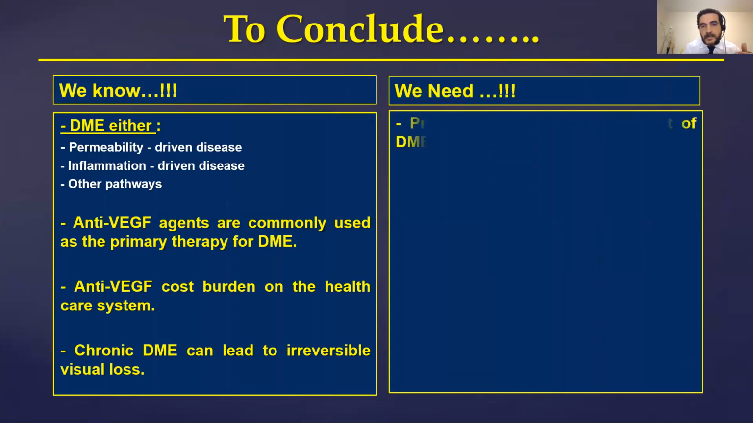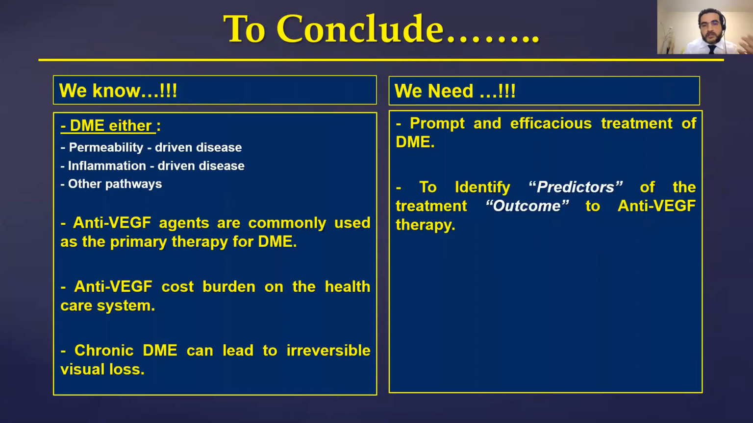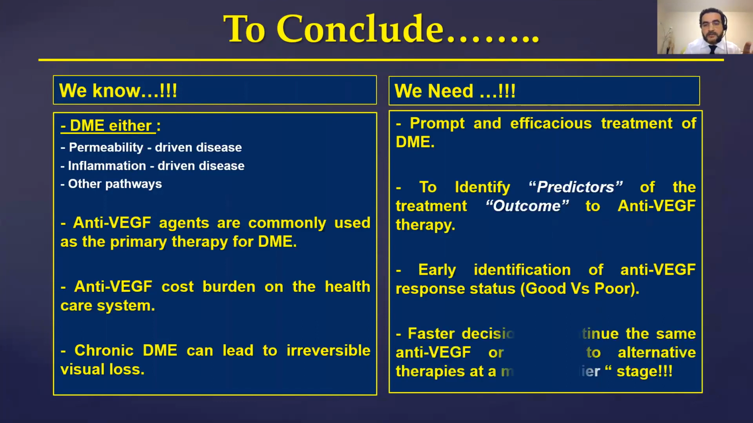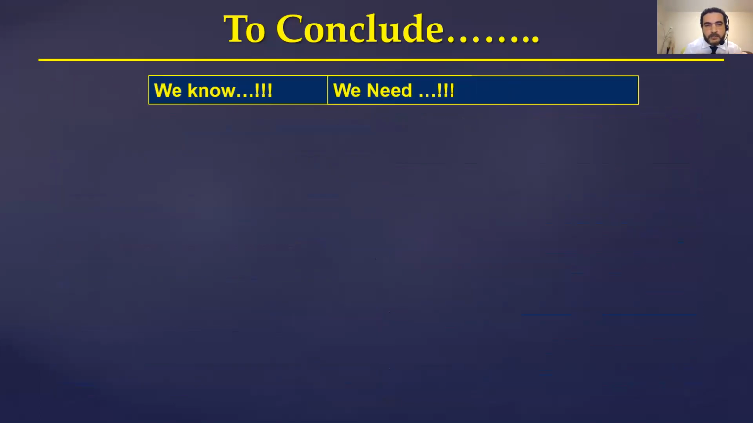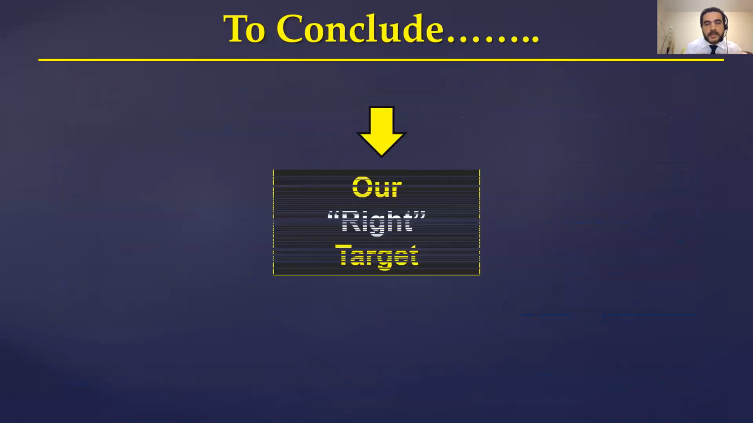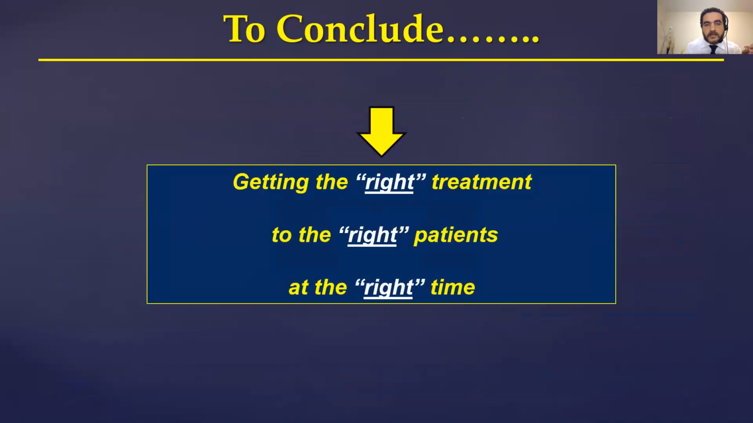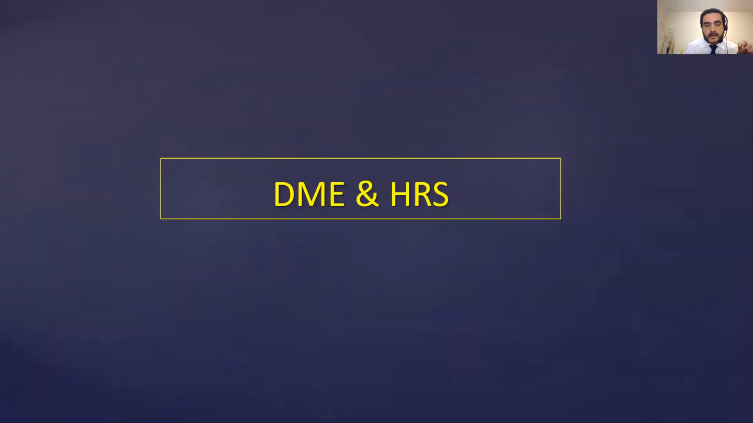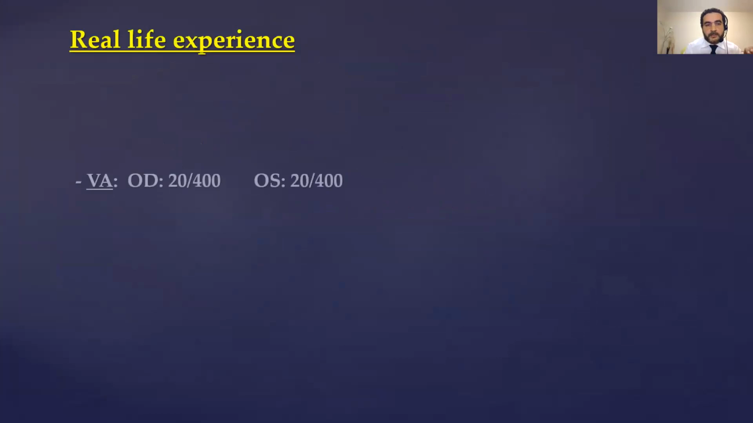What we need in our practice is efficient treatment, identifying predictors of outcome, also early identification of the response to anti-VEGF, and early decision on which way to start, or to switch early, at the early stage. If we merge both, what we want so we can reach our right target is to get the right treatment for the right patient at the right time. Just 2 quick cases to share with you from clinical practice.